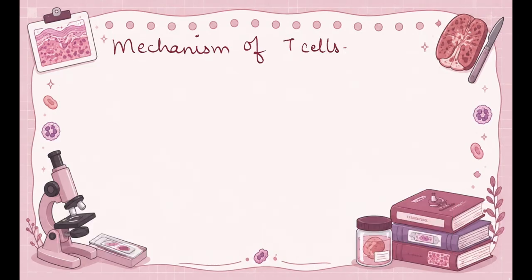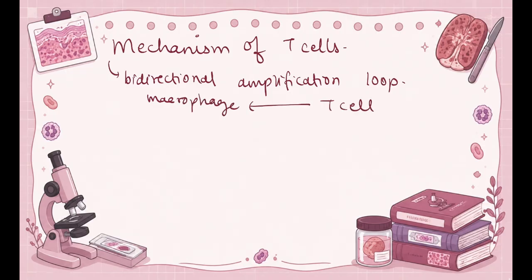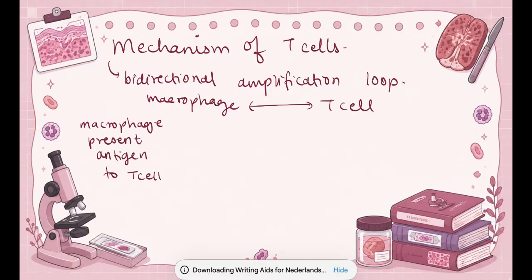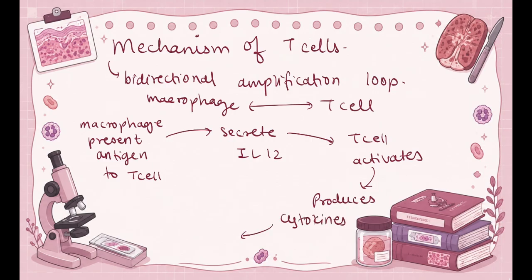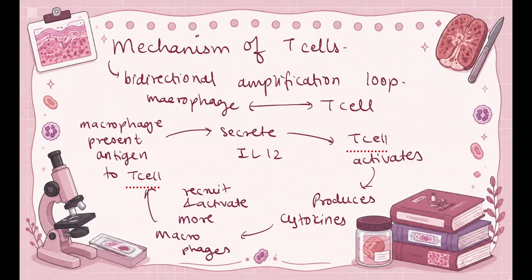T-cell subsets and amplification are responsible for cementing the chronic state. The sustained inflammatory engine is driven by a bidirectional amplification loop. The macrophage and the T-cell enter into a constant dialogue. It is an unbreakable communication loop. The cycle works exactly like this. The macrophage presents antigens to the T-cells. It then secretes a signal called IL-12. The T-cell receives the signal and activates. In turn, the T-cell produces its own cytokines. These cytokines then recruit and activate even more macrophages. The cycle feeds itself continuously. It guarantees that neither cell type ever stands down.